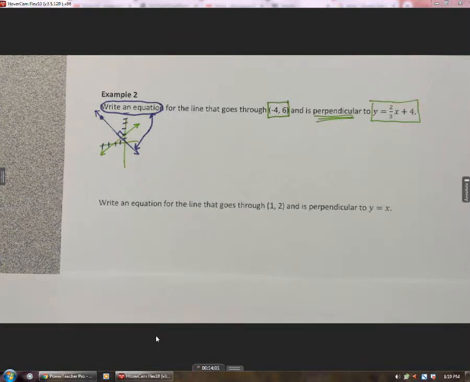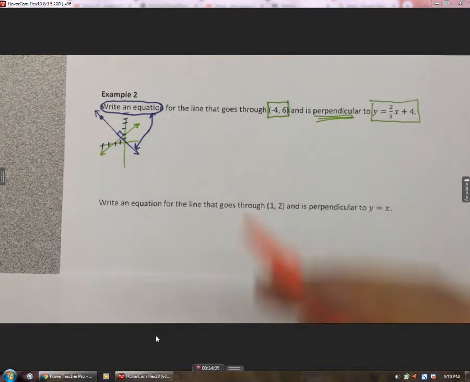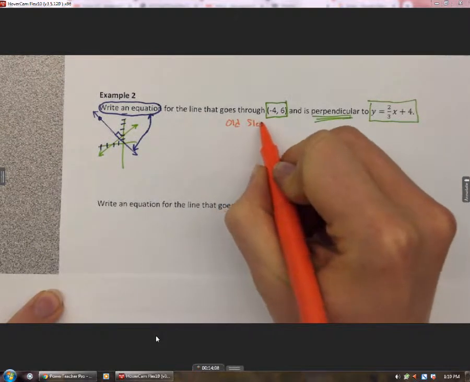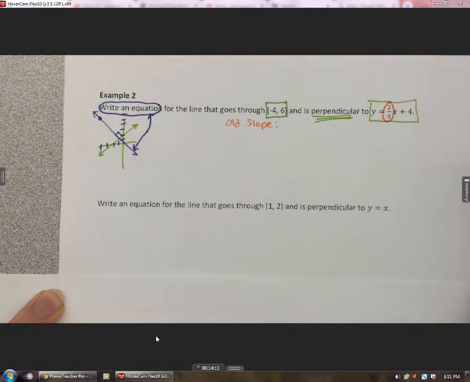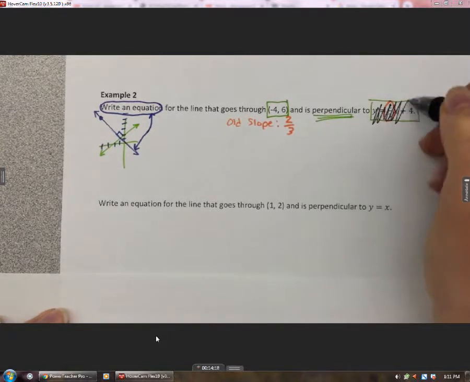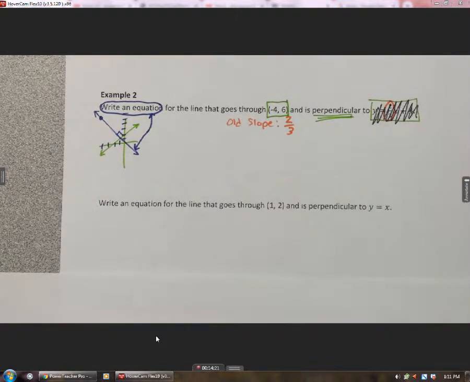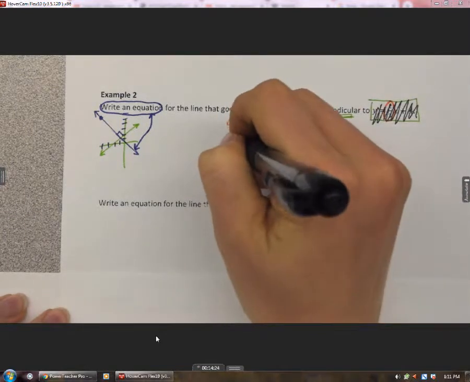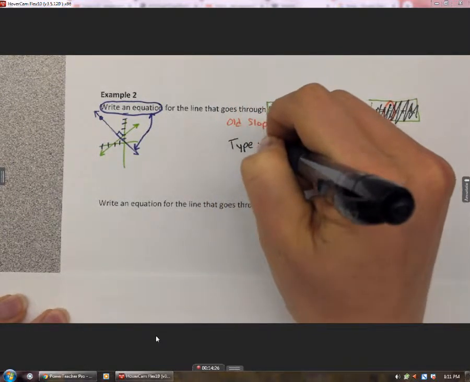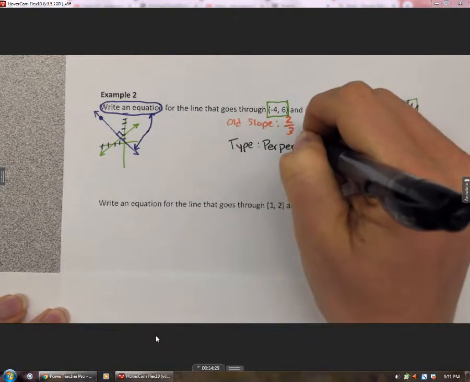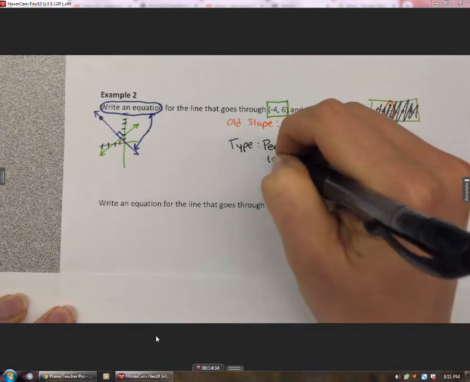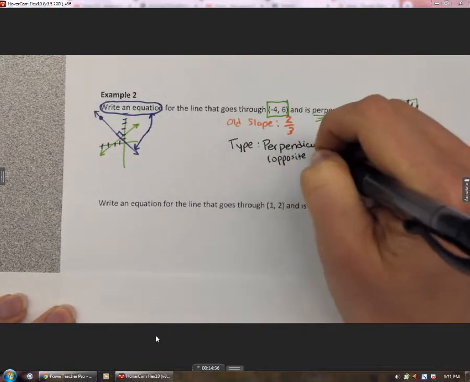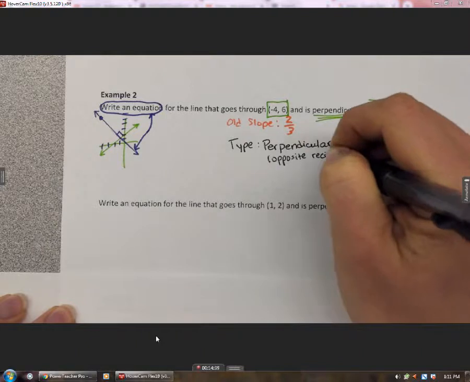So this time we're going to start with our old slope, or the slope of the original line, which is 2/3. Once I have that slope, I'm not using this equation at all anymore. You can scribble it out. This time the type of line is perpendicular. That means I'm going to do opposite reciprocal.